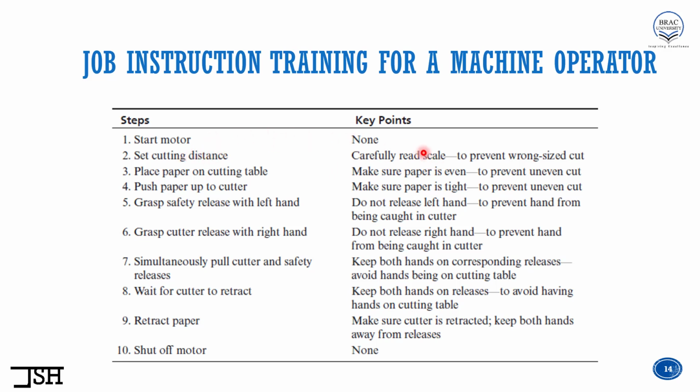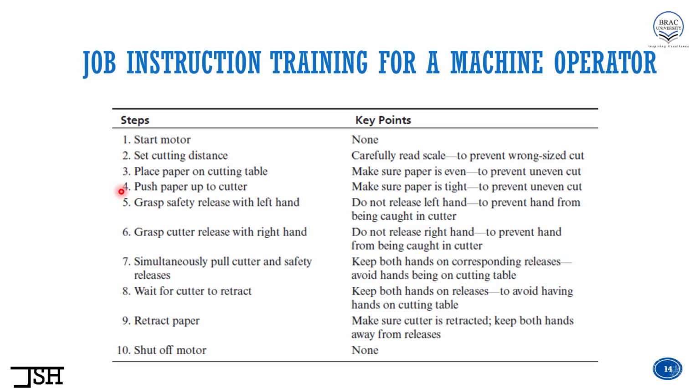Once we are done with this step, the next step is to place paper on cutting table. And the key important point to note about this step is make sure paper is even to prevent uneven cut. So when placing the paper, we have to make sure that we have placed that paper on an even surface. Otherwise, different papers will have different sizes, or the cut will not be that good.